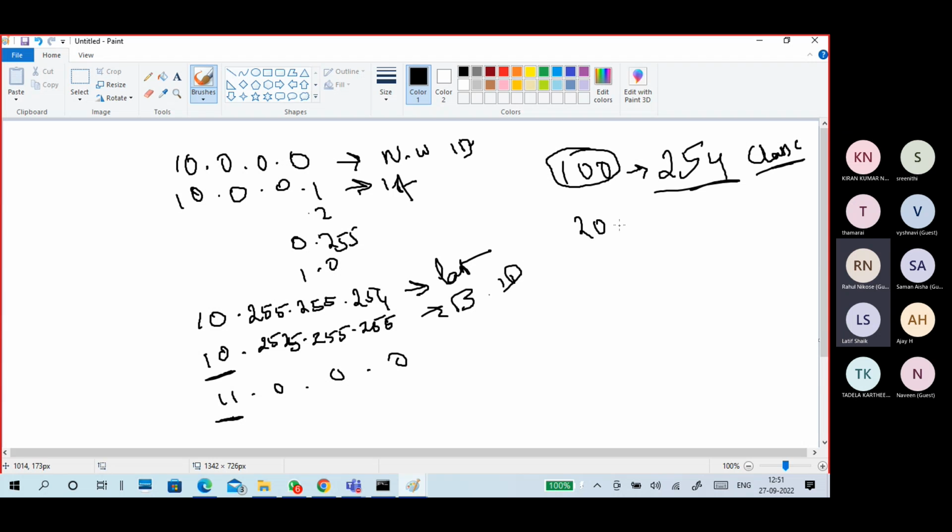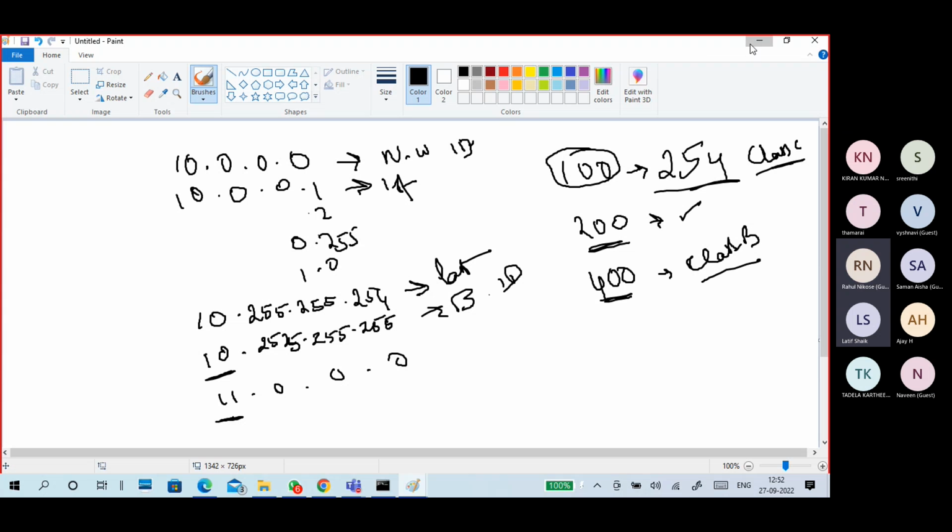Now the company added one more 100, so in total 200 computers. Yes, you can still use the same IP address scheme, because the maximum is 254. Now my company got 400 computers. Class C is not suitable. What will you do? You will use a class B IP address.